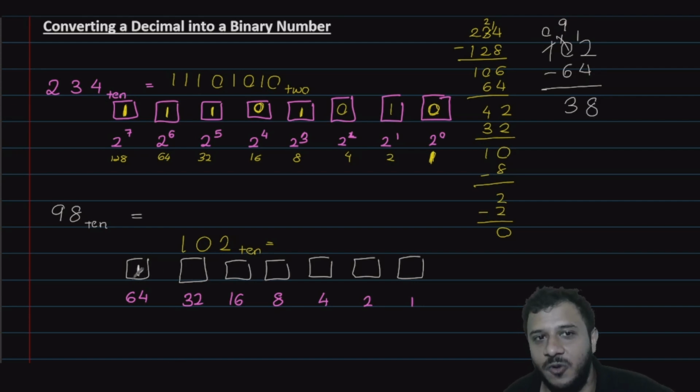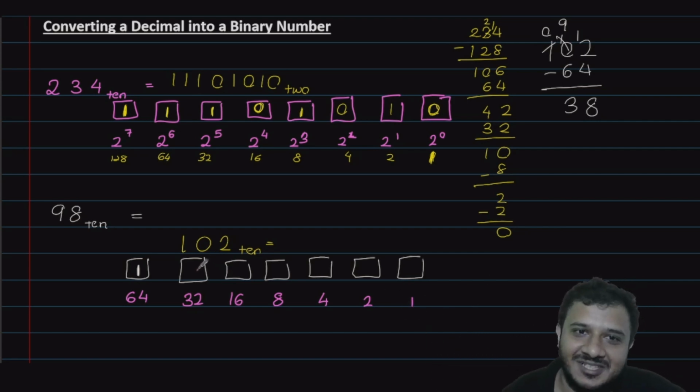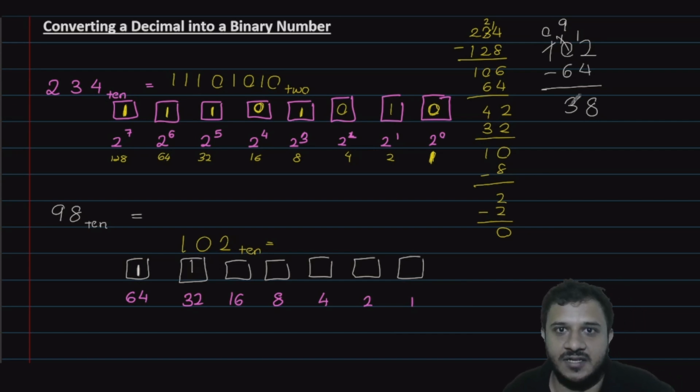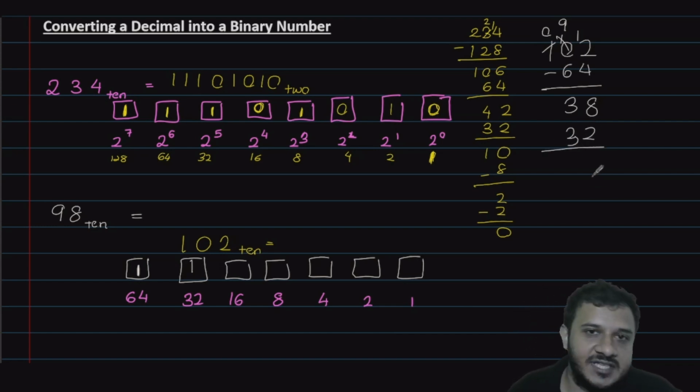If you can do it, you put a 1. If you can't do it, you put a 0. That's it. Now the next number is 32. Can I take 32 out of 38? The number I have left is now 38 because I took 64 out. Can I take 32 out of 38? Yes. So that's a 1. Let's do the takeaway 32. What is 38 takeaway 32?